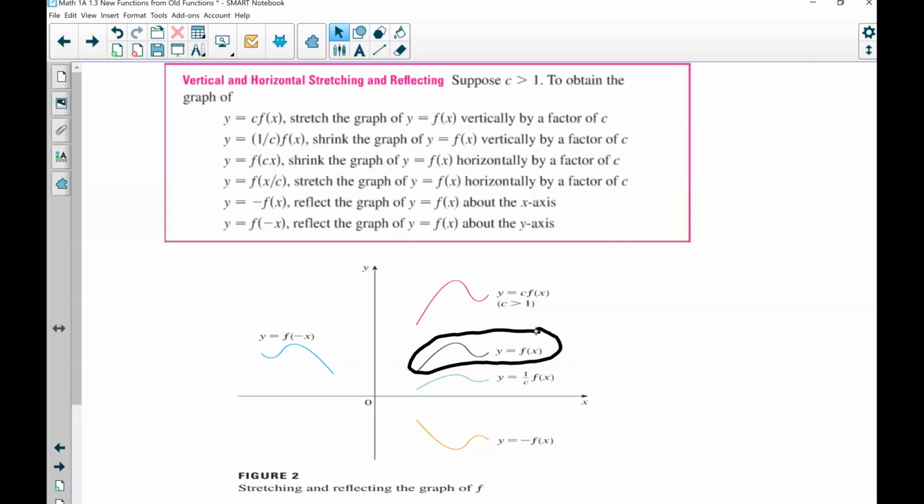If you multiply the entire function by a negative, then you would reflect the graph of the function about the x-axis. If you multiply the input of the function by a negative number, then you would reflect the graph of the function about the y-axis.